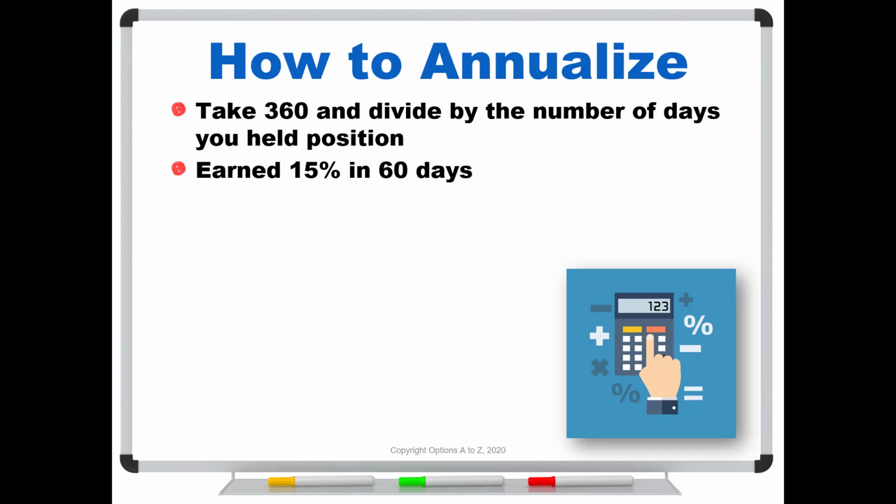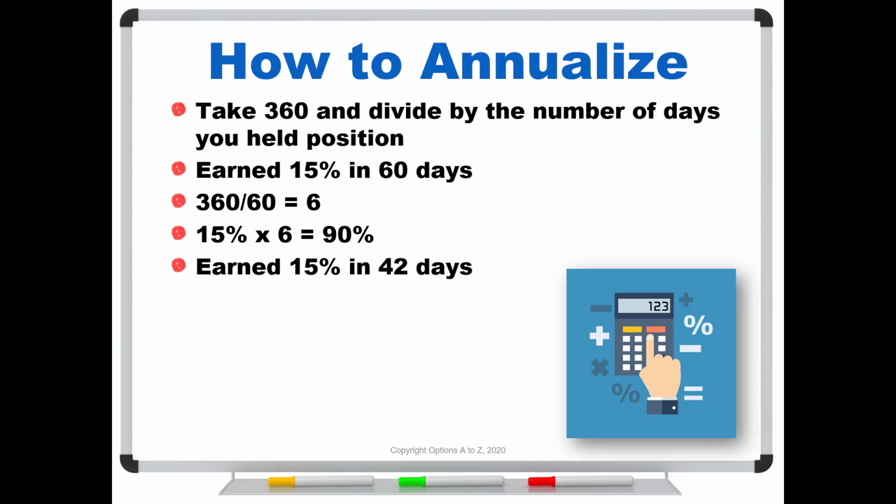How do we annualize it? Well, we take 360 days in a year divided by the 60 days that you held the investment, and that gives us 6. So once again, this becomes our annualization factor. Take the 15% straight up return times 6, and we would say that you earned 90% on an annualized basis.